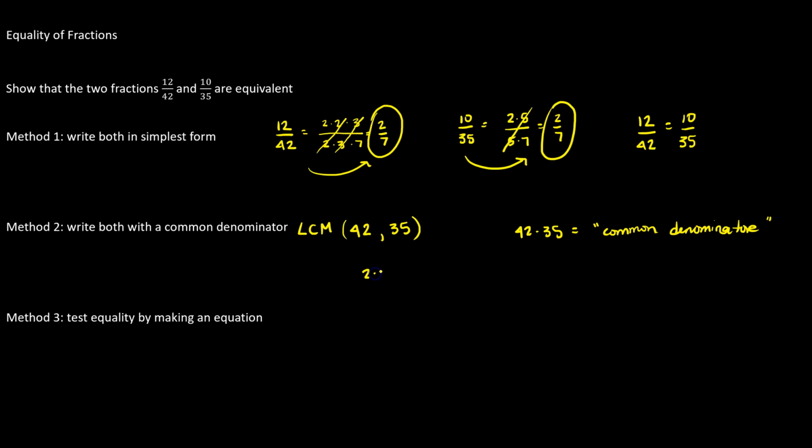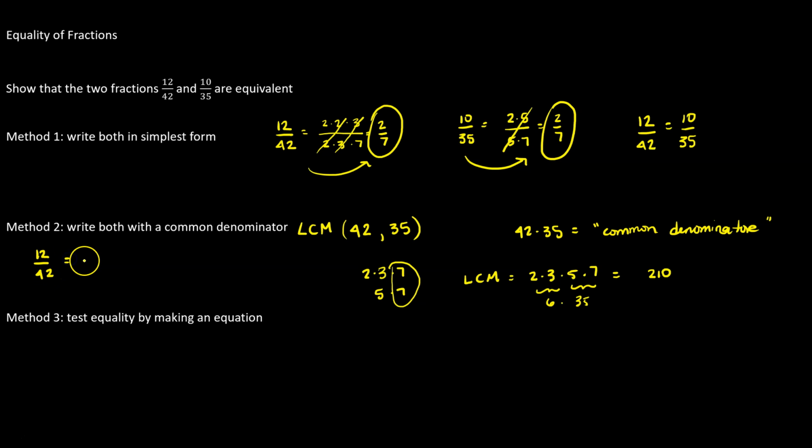So we have 42 is 2 times 3 times 7, and 35 is 5 times 7. They both have a 7 in common, so our least common multiple is going to look like 2 times 3 times 5 times 7. I know 5 times 7 is 35, and 2 times 3 is 6. So our least common multiple, which we'll use as our least common denominator, is 6 times 35, which is a little bit smaller than 42 times 35. It's 210.